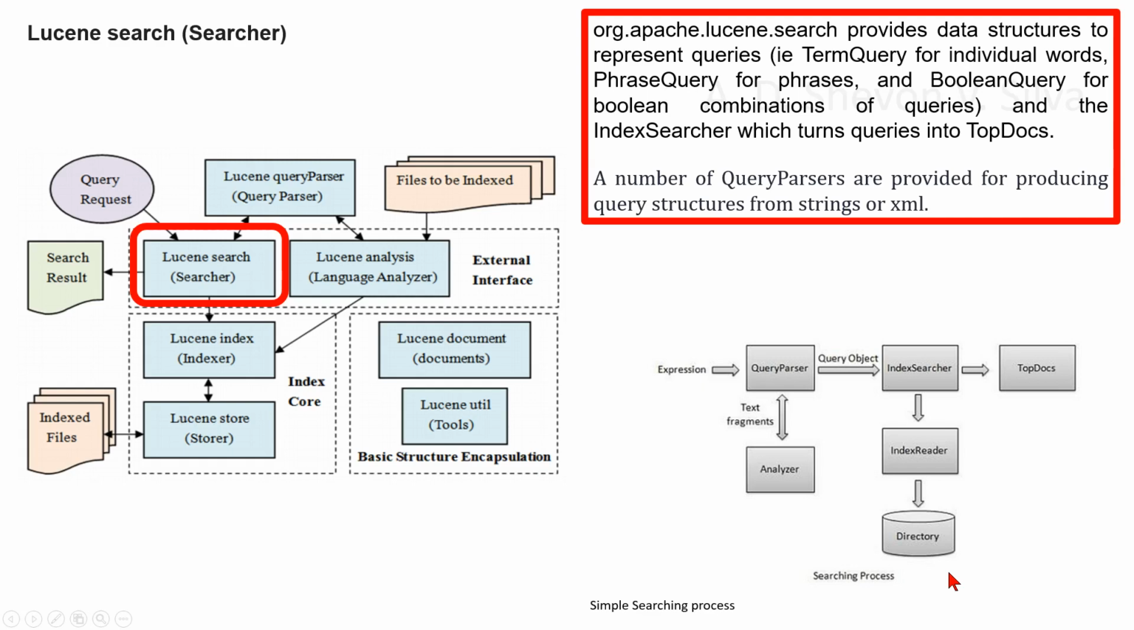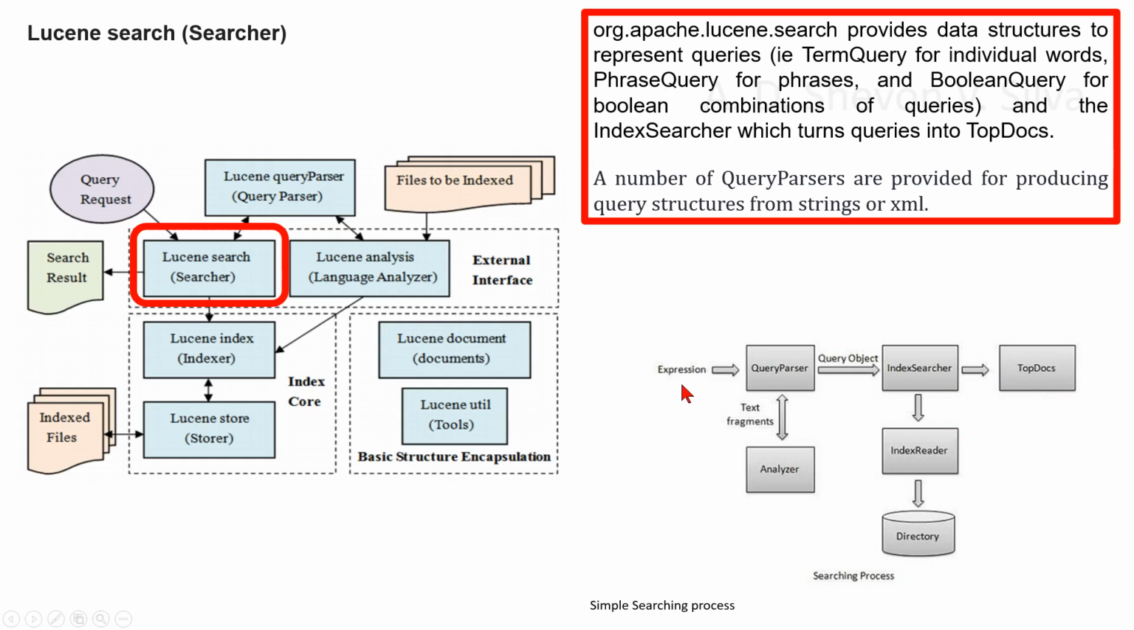Class directory in package Lucene.store. A directory provides an abstract layer for storing a list of files. A directory contains only files, no subfolder hierarchy. A class TopDocs in org.apache.lucene.search represents hits returned by IndexSearcher.search(query, int).